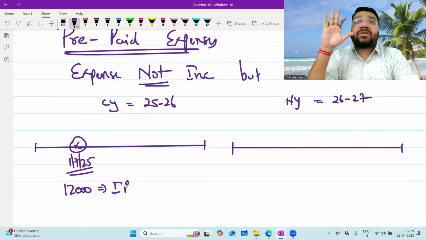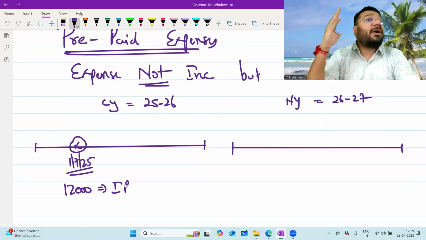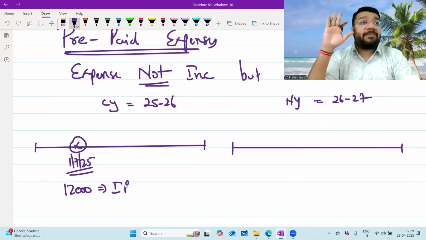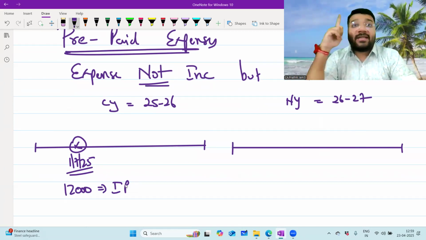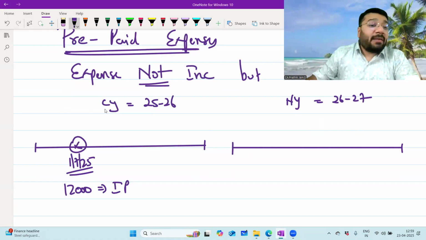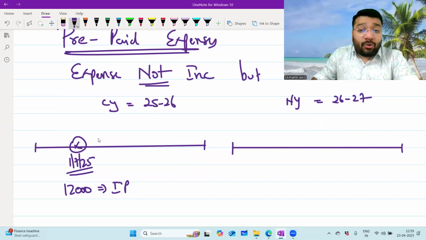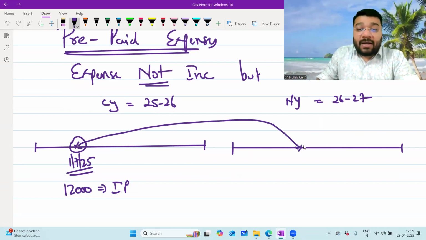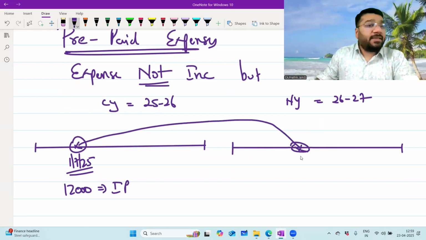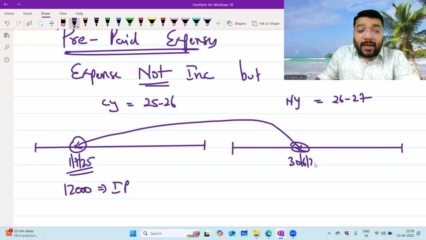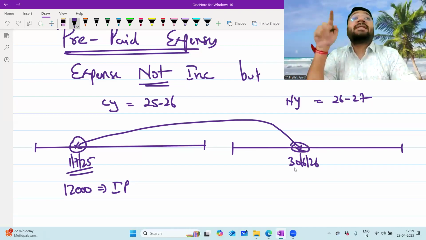For protecting my stocks and assets against the risk of fire or theft, I've taken an insurance policy. Premium for that is 12,000, and it is for 1 year validity. So the money that I'm paying now is valid for how many months? 12 months. When does my 12 months get over? One day before the next year, which is 30 June 26. The policy expires.